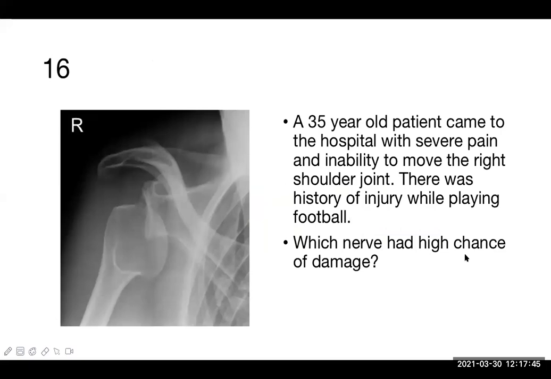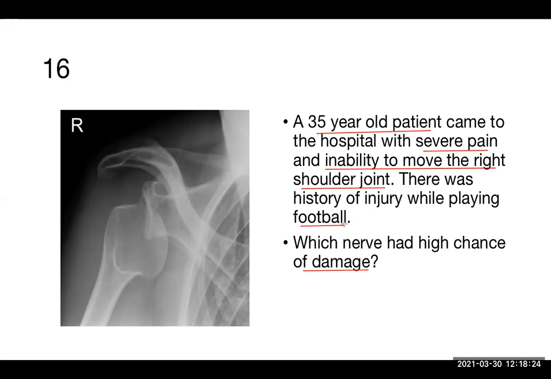Vernix caseosa. Now, another question, which is very easy for the students. See here. This is a 35-year-old patient who came to the hospital with severe pain and inability to move the right shoulder joint. So he has a trauma, probably, because of which he has severe pain and inability to move the right shoulder joint. There was a history of injury while playing football. The injury history was also given. Which nerve has a high chance of damage because of this type of problem?